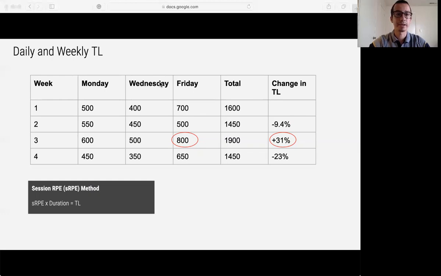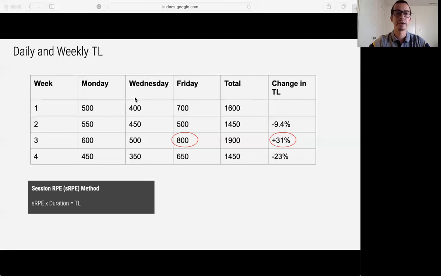So one way that we can look at it is to go back to the previous Friday, which was a training load of 500. Now for all the other days, if you look at Monday and Wednesday, we see increases week to week from week 1 to 3. So for Monday, we have a training load of 500 in week 1, week 2, 550, week 3, 600. Again, on Wednesday, we see these increases week to week. But Friday, we have 700 on week 1. We have a decrease on week 2.